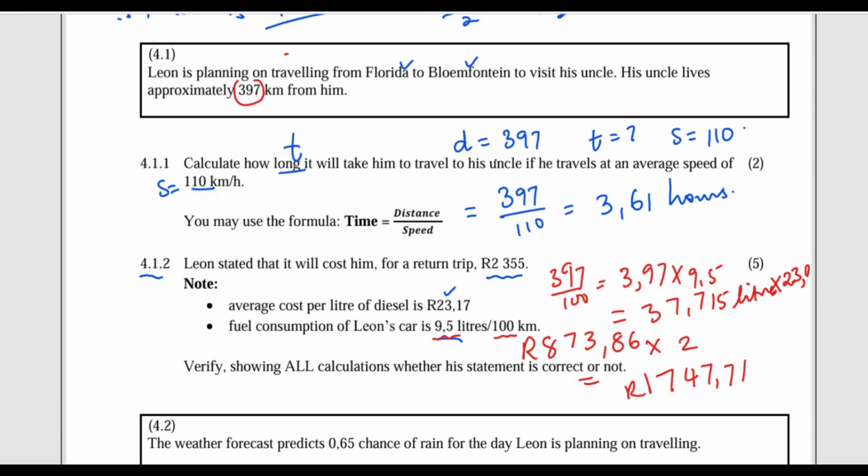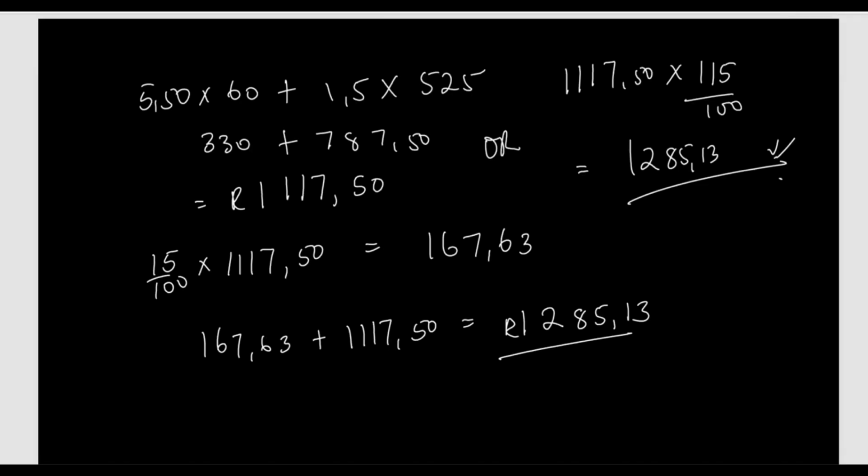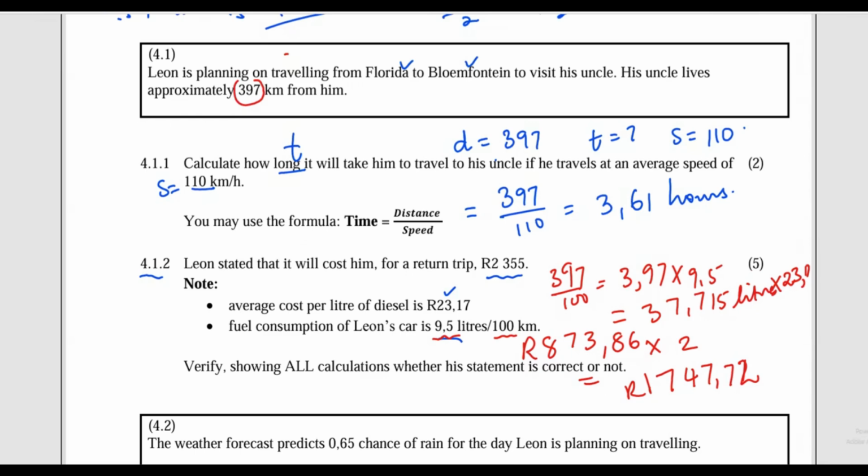Oops, why am I saying 71? Because they said 873.86 times 2. It should be 1747.72. All right, so that is 4.1.2.